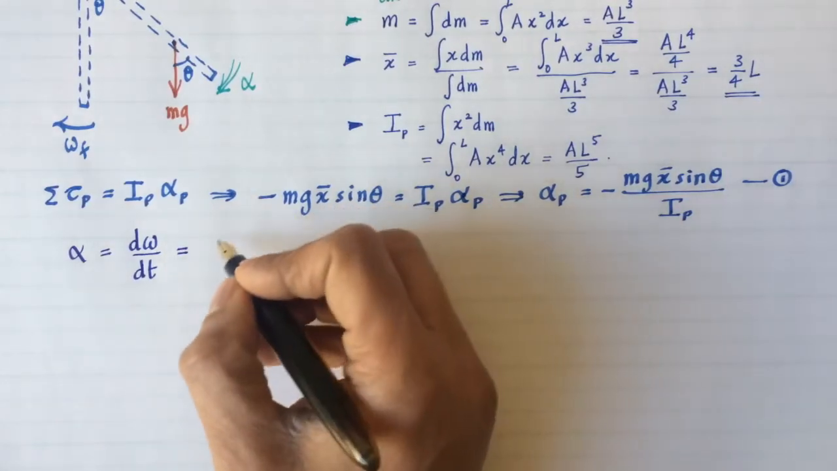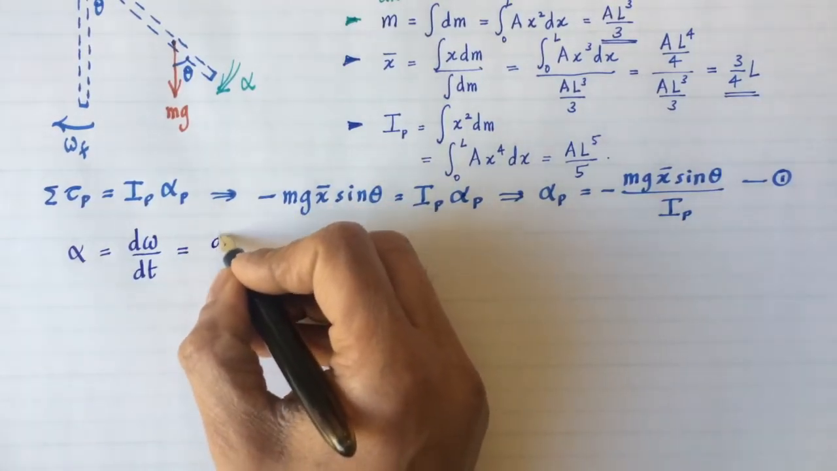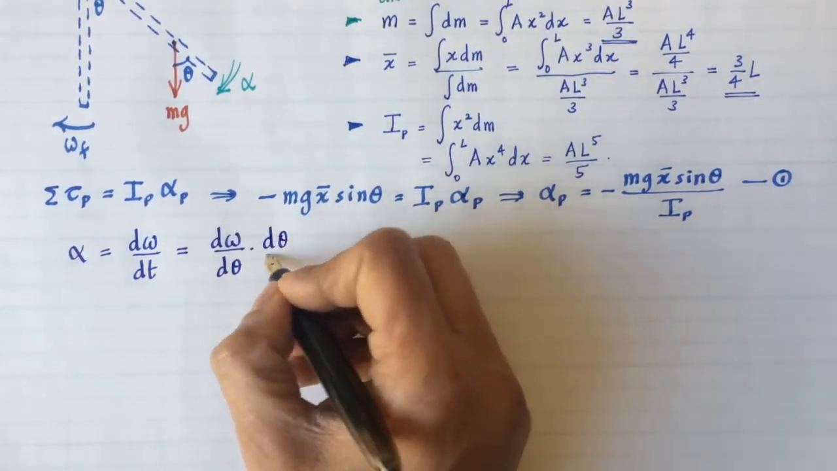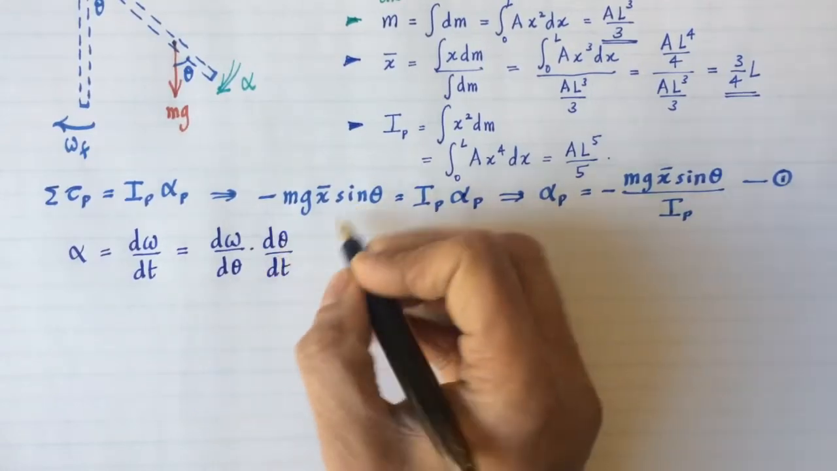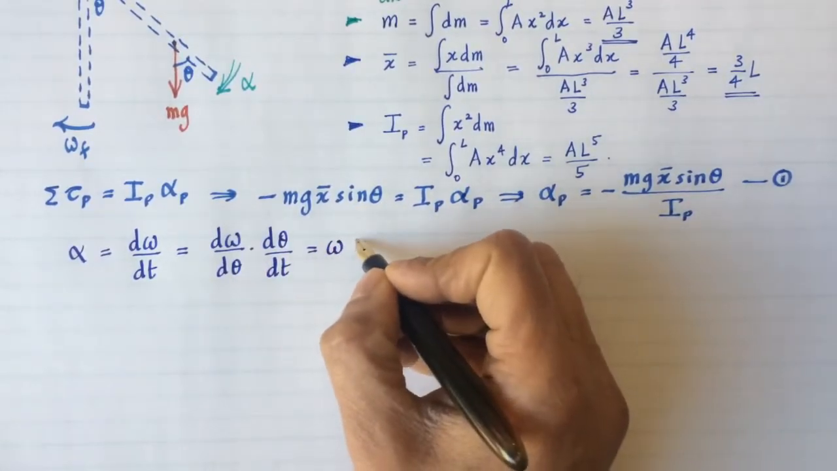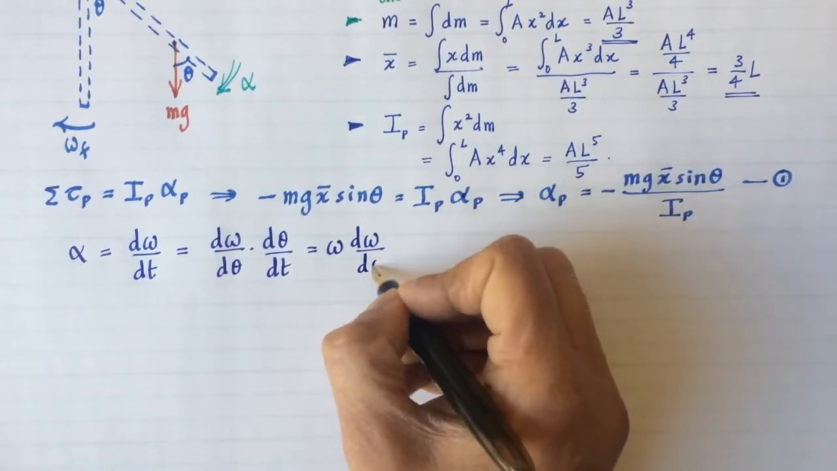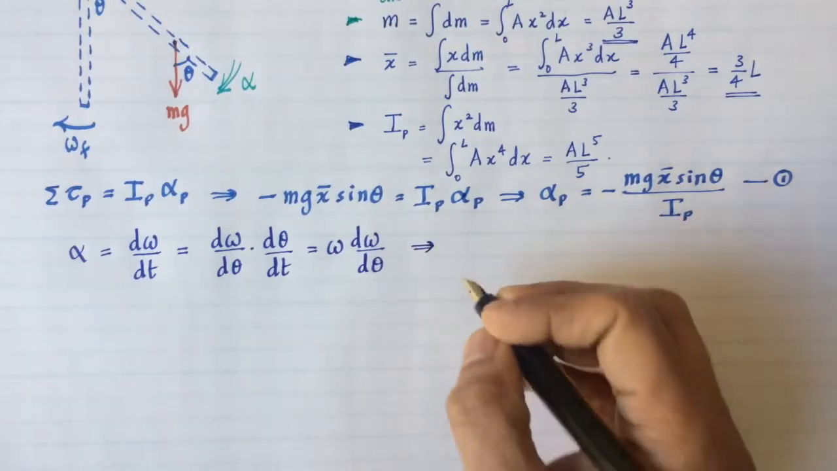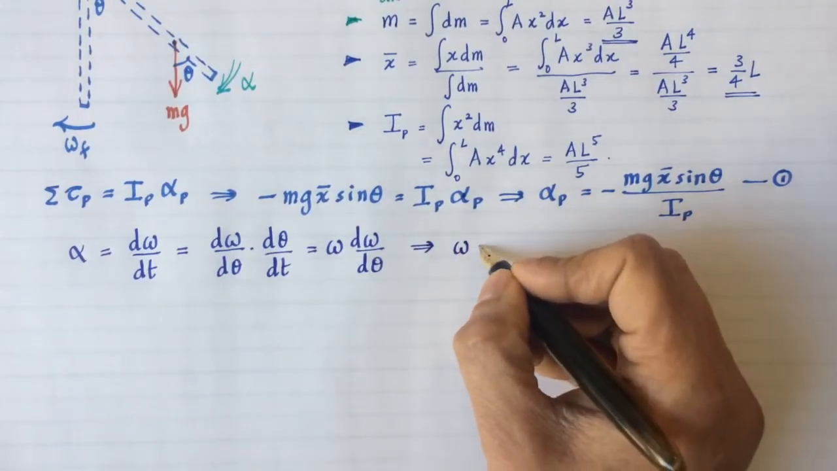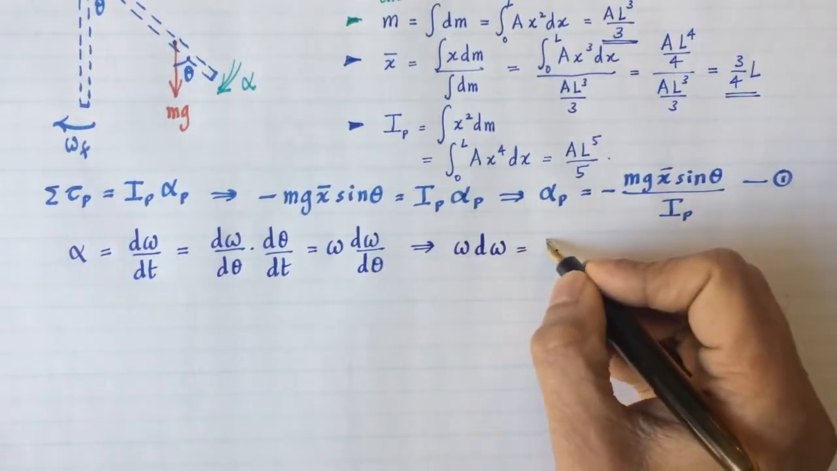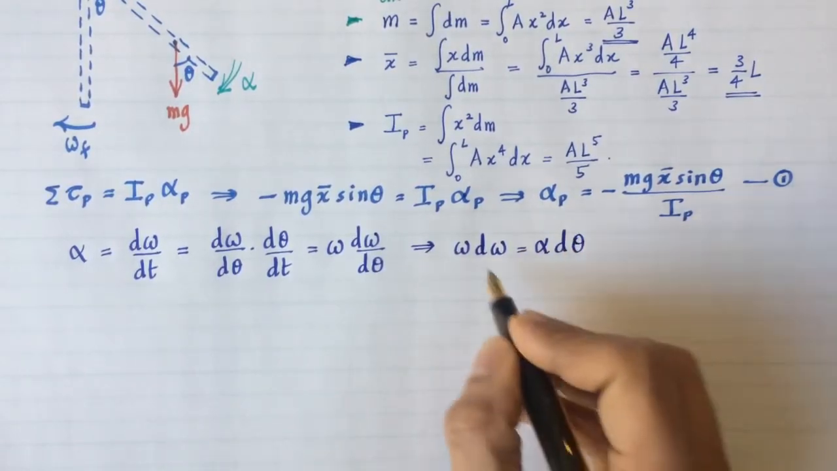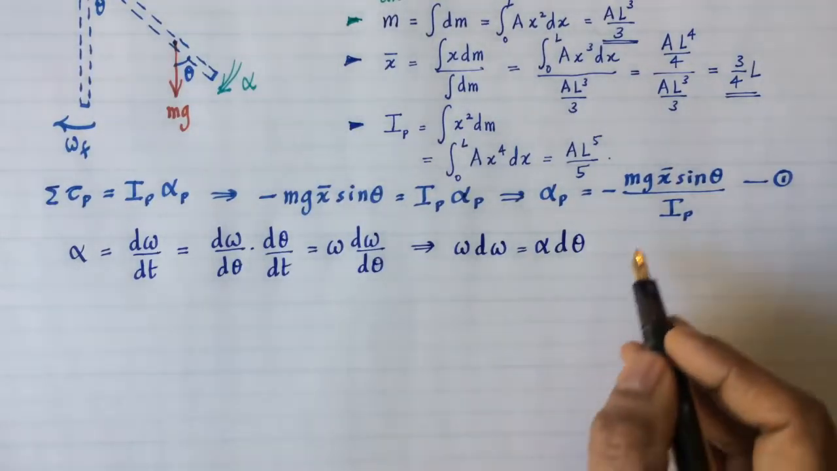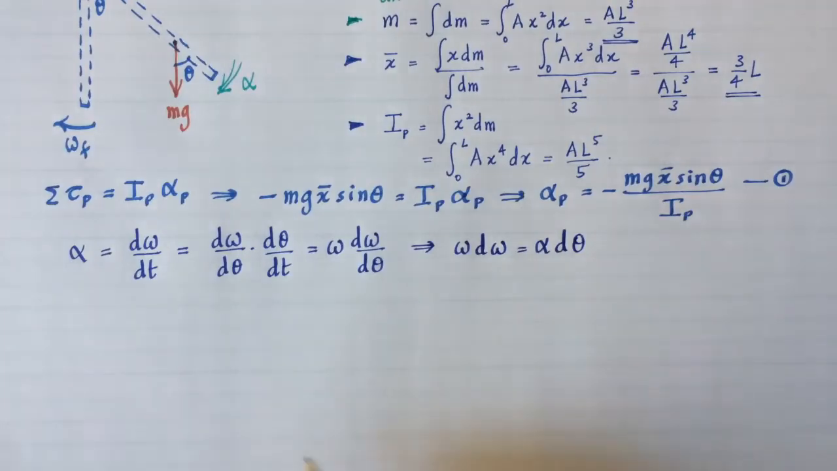Well, there's a funny way of writing this using the chain rule. I can write this as d omega by d theta times d theta by dt. Well, d theta by dt is just omega, so that's going to be omega d omega by d theta. So I can multiply both sides by d theta, or mathematicians like to call it taking the differentials of both sides. That's going to be alpha times d theta. So I'm going to be using this result along with equation 1. So let's try to substitute for alpha sub p over there.